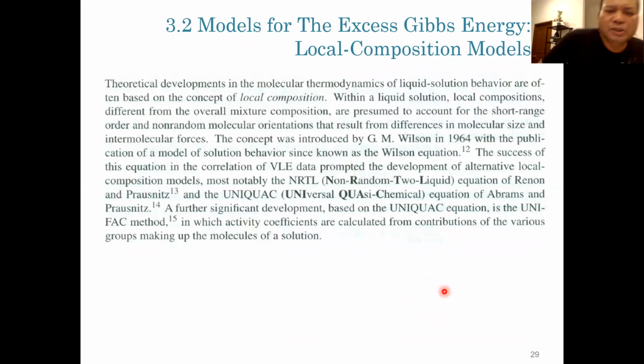Local composition models. There are also some other models that can be applied for our excess Gibbs energy. The first one is NRTL, or non-random two-liquid. Wilson was developed by J.M. Wilson in 1964. Another one will be UNIQUAC, or the universal quasi-chemical equation of Abrams and Prausnitz, and it was further developed into the UNIFAC method.